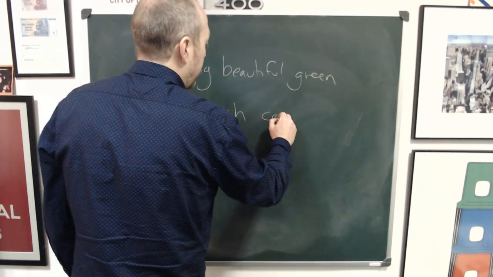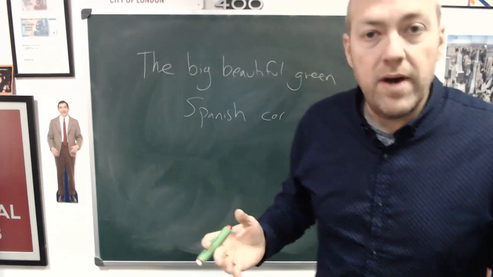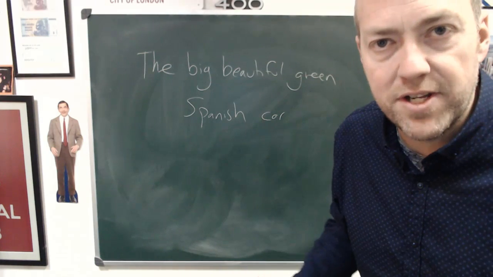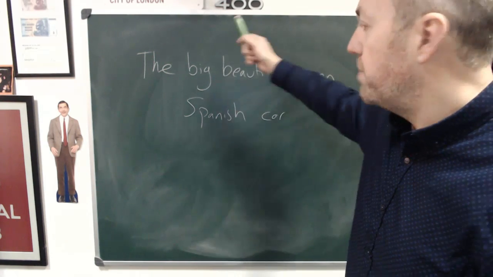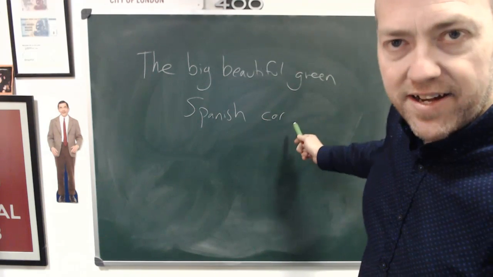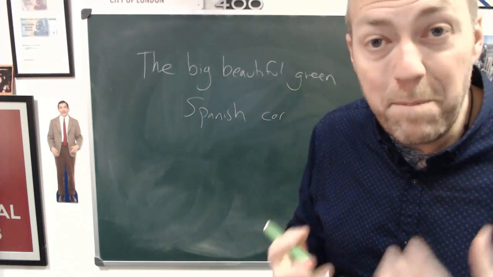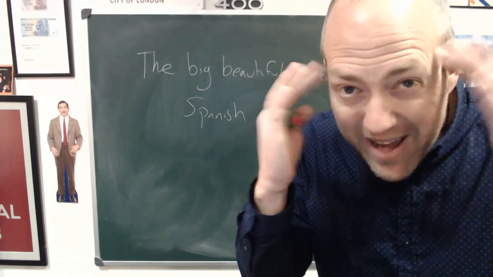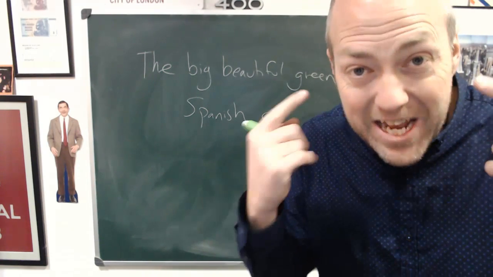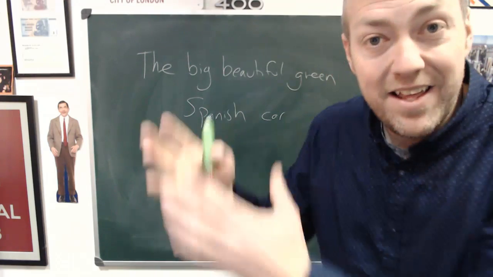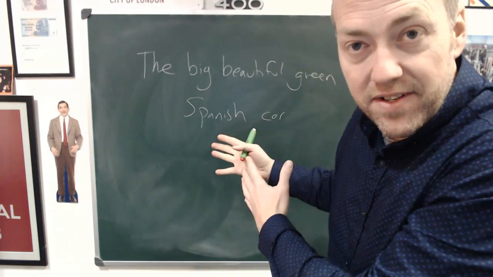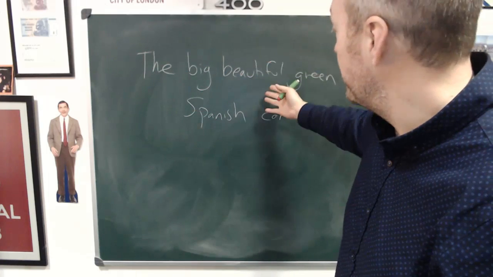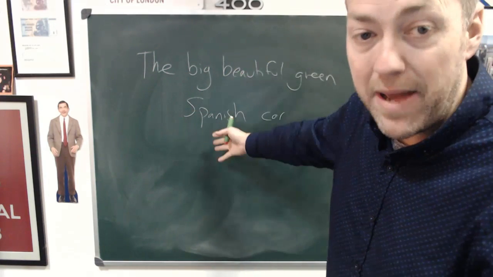Spanish car. So here is an example sentence with a lot of adjectives, okay? The big, beautiful, green Spanish car. Now, because I am a native speaker, I automatically know in my subconscious the order of the adjectives. I know that big is first, and then beautiful, then green, then Spanish.